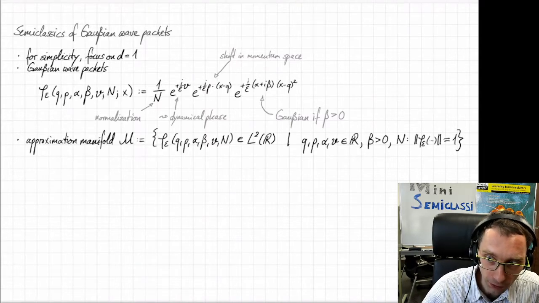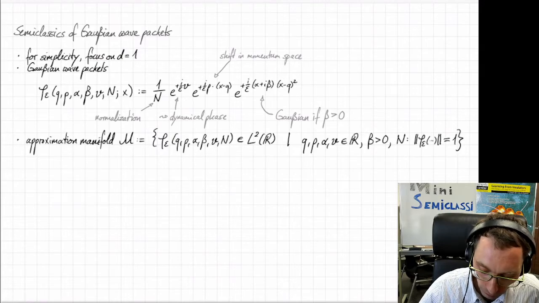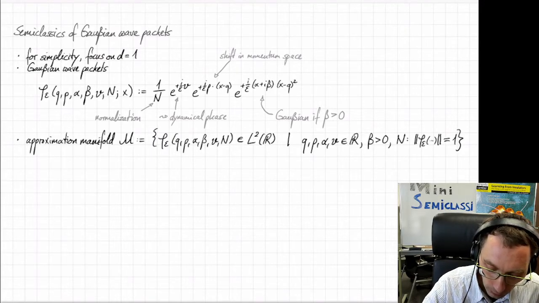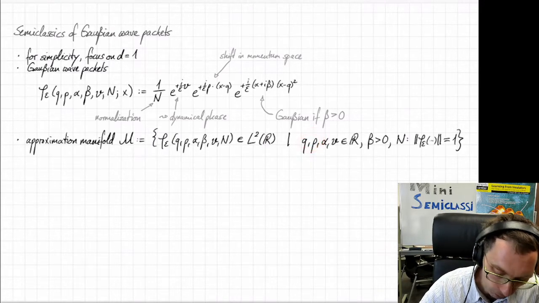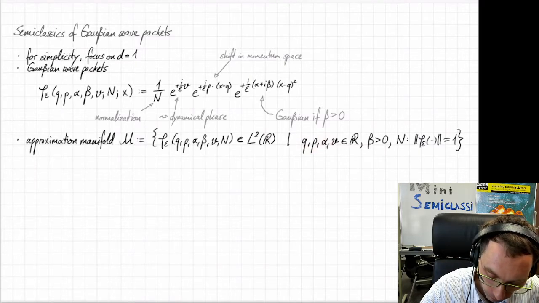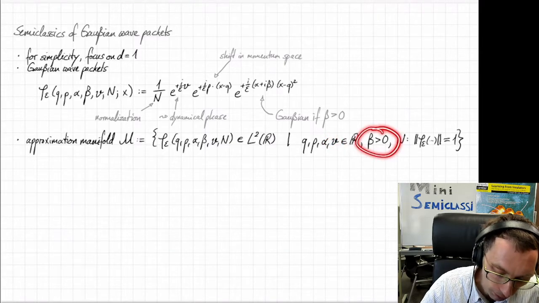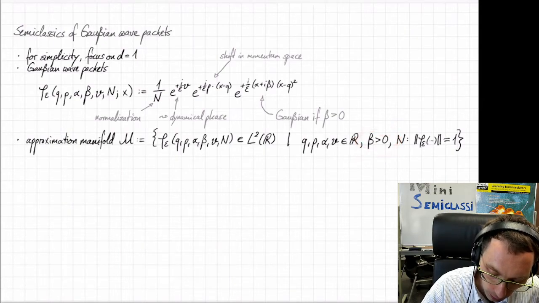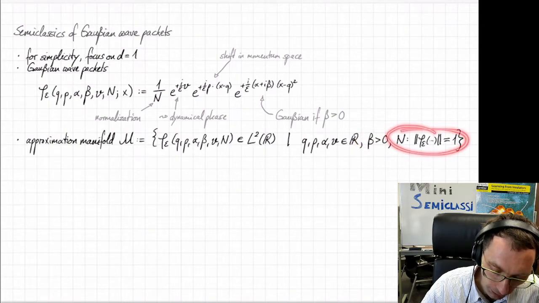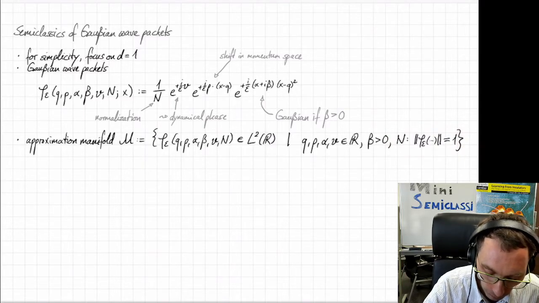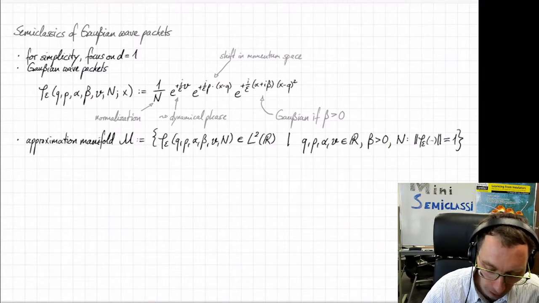So I think this is very intuitively clear. So momentum and position, they can be anywhere. Then there can be a complex prefactor that is quadratic. There is a dynamical phase. Then there's a parameter that characterizes the width of the wave packet. And I just normalize the wave packets to 1. Okay, so I think this is relatively clear.